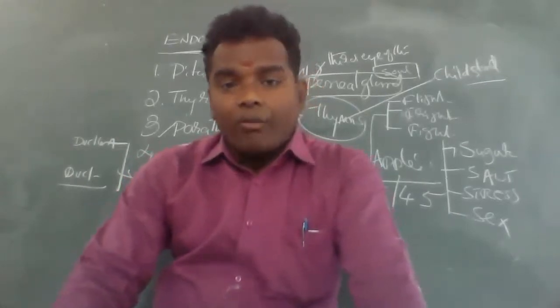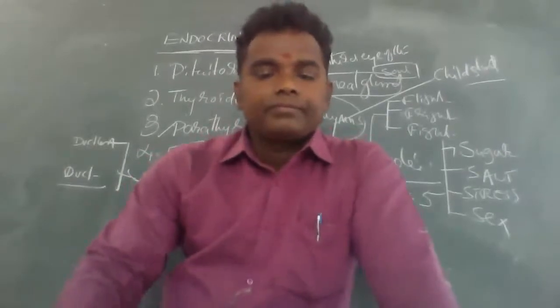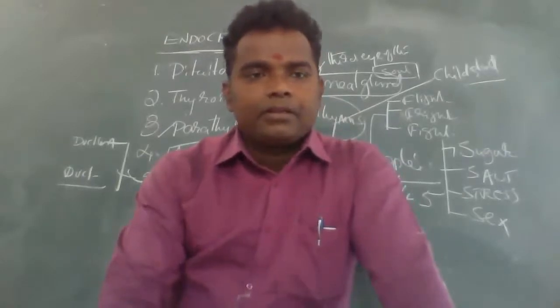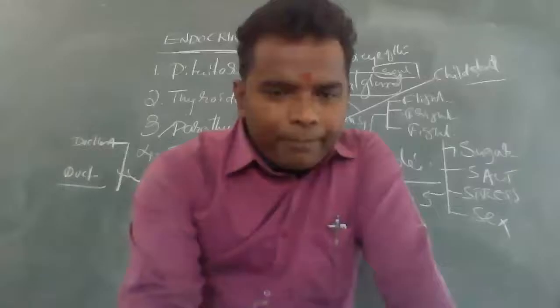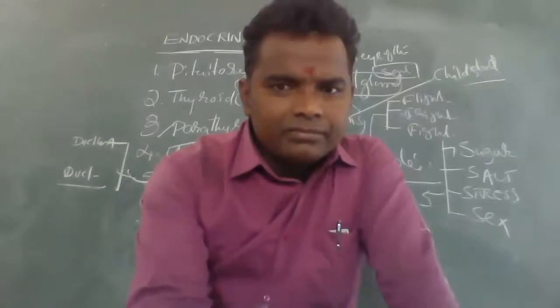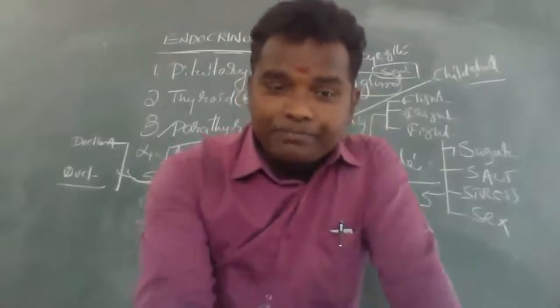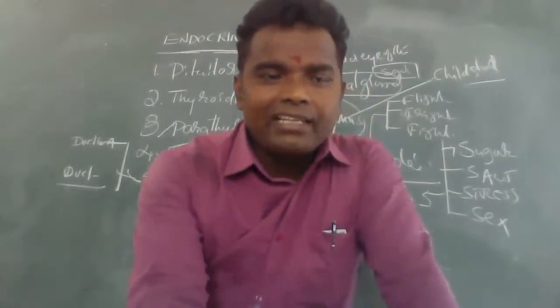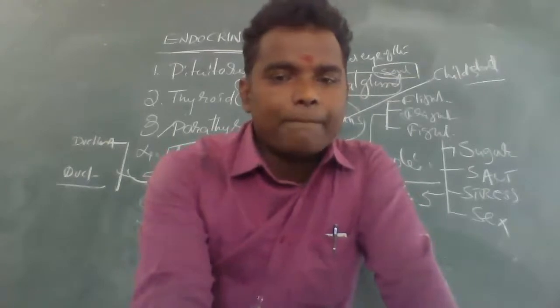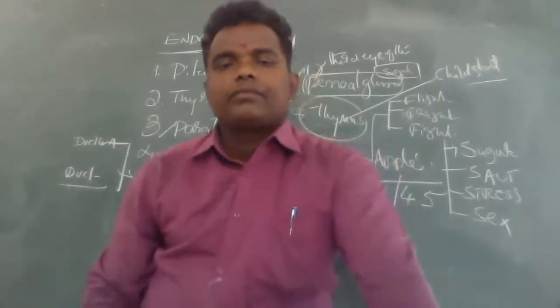Who can give the definition of hormone? Pavitra, tell me. Sir, the chemicals secreted by endocrine glands are called hormones. Very good. Okay. Tell me, Sushmita, which gland is also known as thorn apple? We can call it thorn apple. Thyroid gland. Okay.